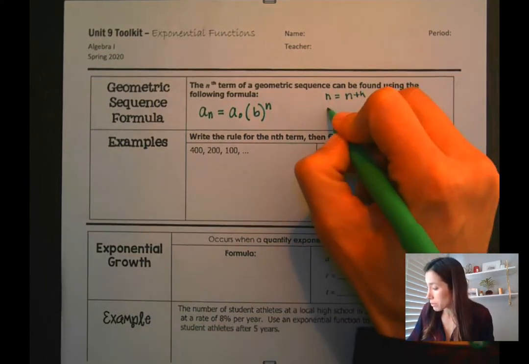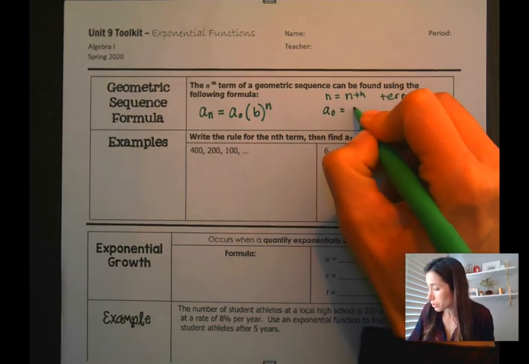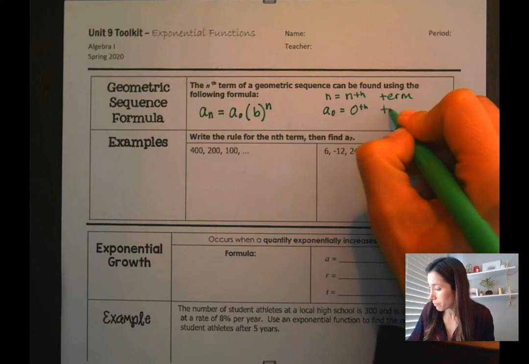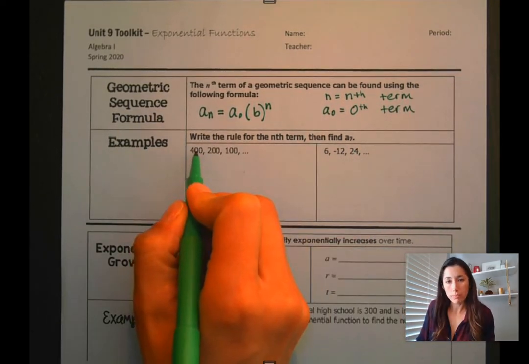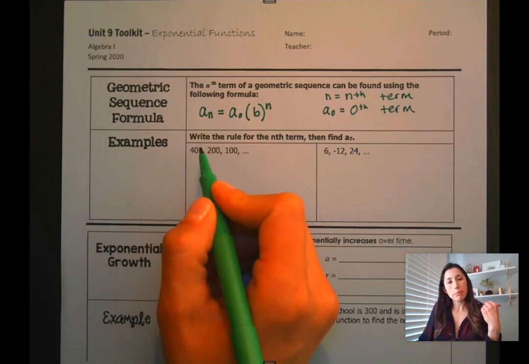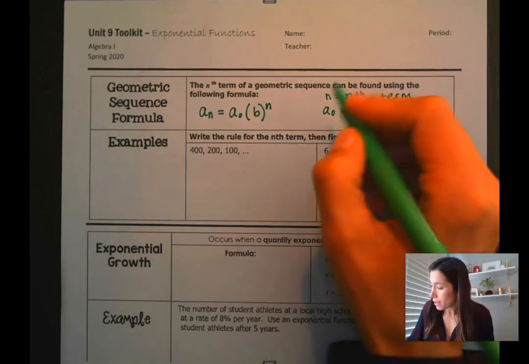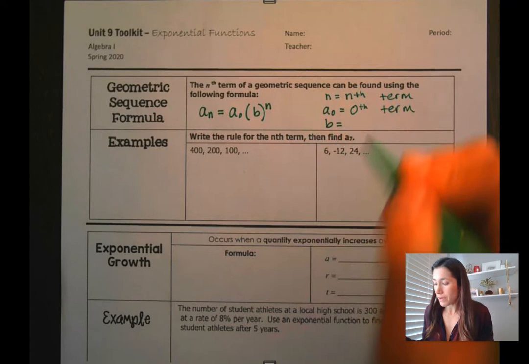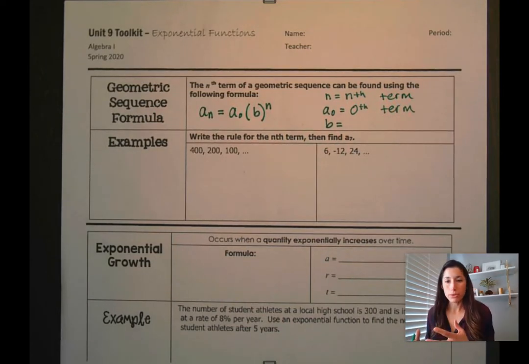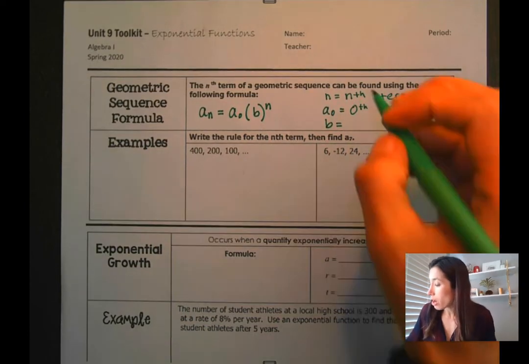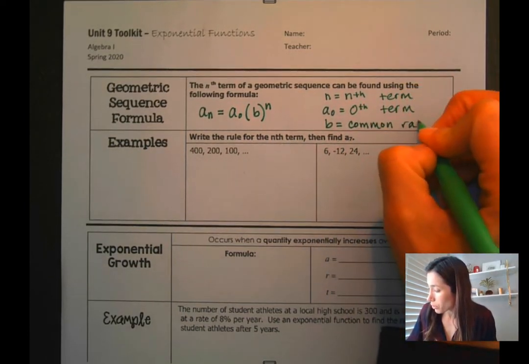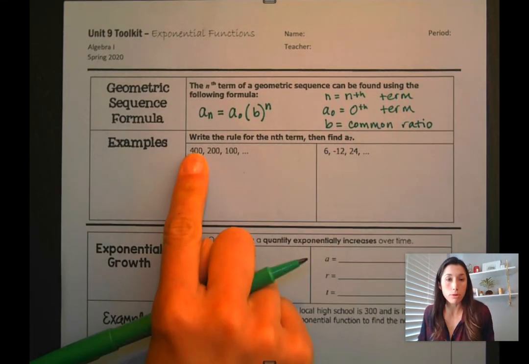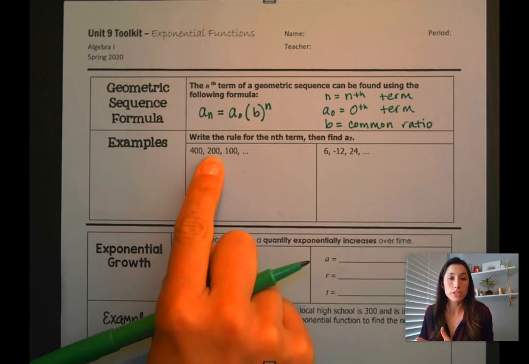We have a sub 0, that's going to be our 0th term in our list. This would be our first term here. So imagining kind of what came before that first term. And then our b, so instead of adding a common amount each time or subtracting the same amount each time, we're going to have what we call a common ratio. So what are we multiplying our term number by to get to the second number in our sequence?